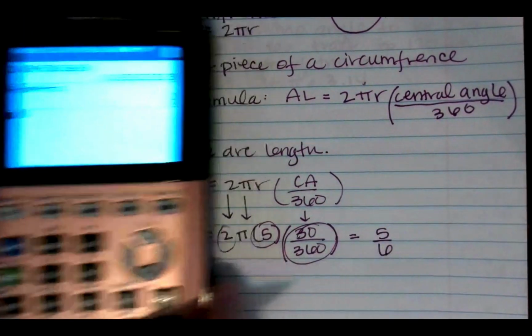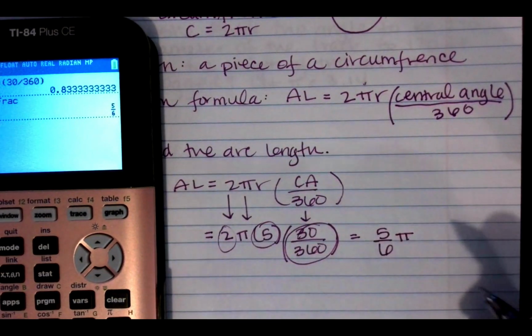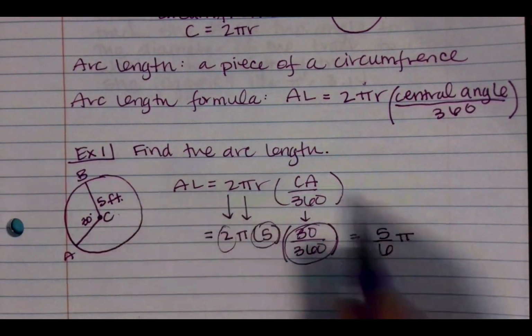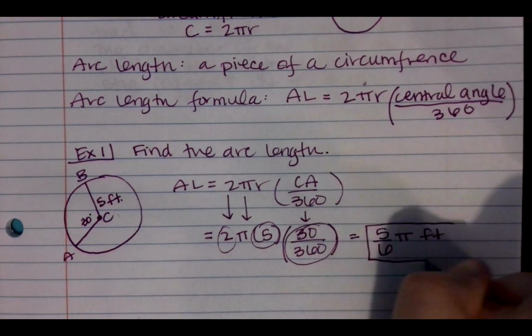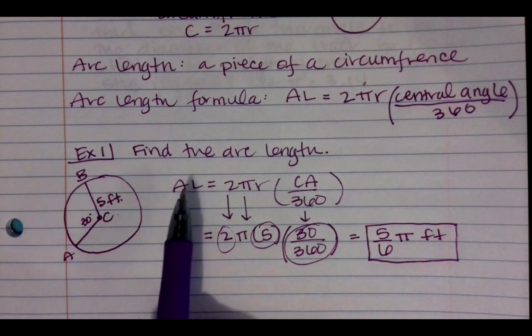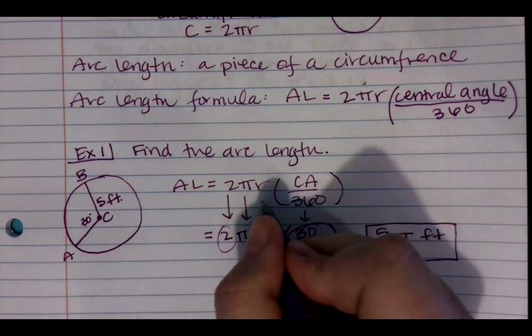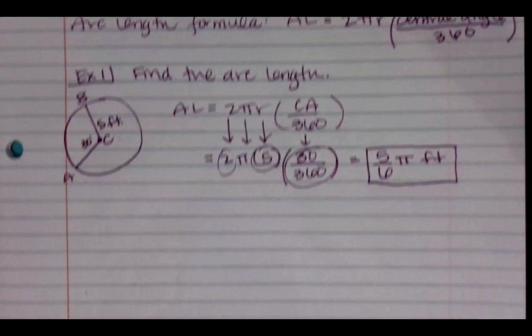I don't want to forget this pi, so I'm going to put pi here. And then this is a distance. So what units are we using here? Feet. There we go. So that is a very typical arc length formula problem. Everything's going to look and feel just like this. On the homework, do you need to write down the formula each time and show me what you're plugging in? No, but I just wanted to show you that that's how we got this answer. Pretty good? Okay, let's see another example.